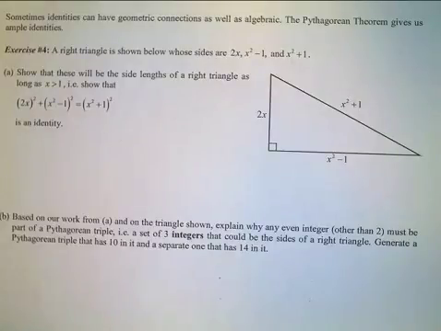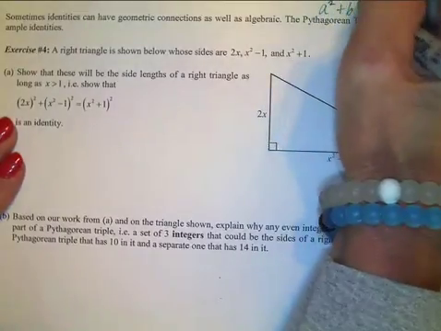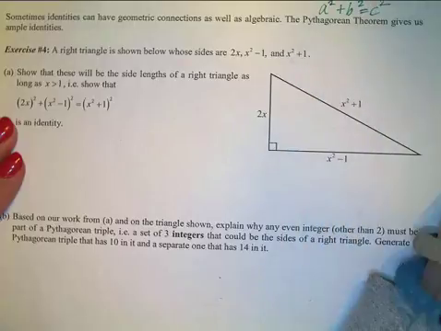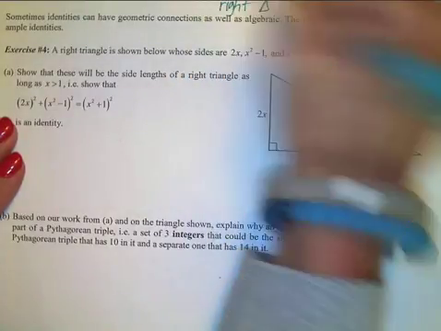We're going to use some geometry. So sometimes identities can have geometric connections as well as algebraic. Pythagorean theorem gives us ample identities. So do we know Pythagorean theorem, hopefully? So Pythagorean theorem says a squared plus b squared equals c squared. But the part you really need to remember is it has to be a right triangle.